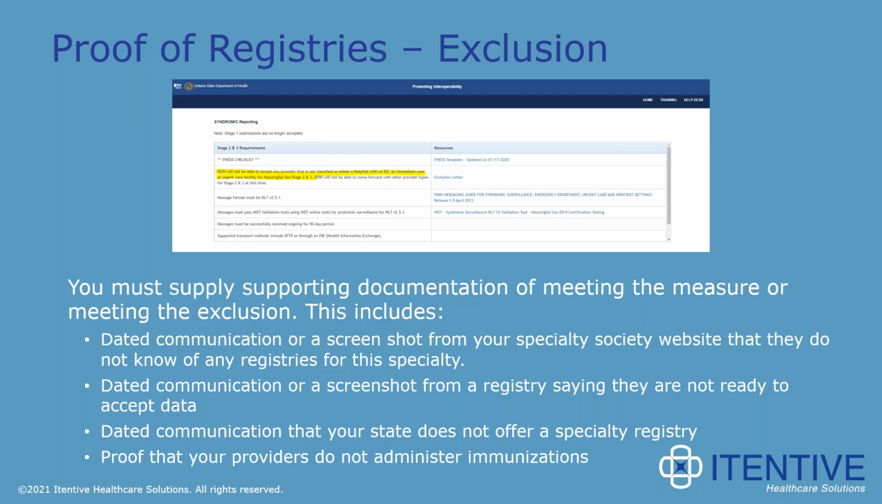Or for instance, proof, I know a lot of ophthalmology providers specifically, but any provider who doesn't administer immunizations, this is claimed a lot. Proof for this could be as simple as a statement with your practice letterhead on it saying this provider does not give immunizations, signed and dated.